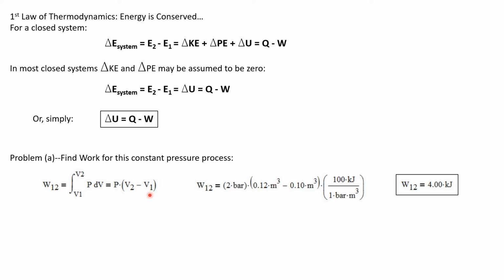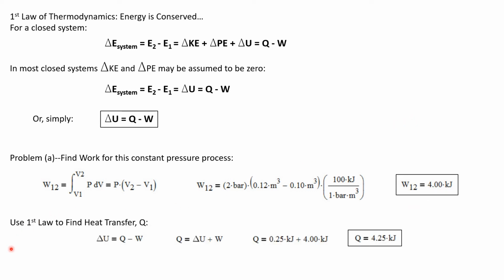In other words, it's the pressure during the process times the volume at the final state minus the volume at the initial state. Now we know that this process takes place at 2 bar, and that the final volume is 0.12 cubic meters. The initial volume is 0.1 cubic meter, and since we have units of bar cubic meters, we need to convert that, and we know that 1 bar cubic meter is equivalent to 100 kilojoules. So we calculate that the work done by the system during process 1-2 is equal to 4 kilojoules.